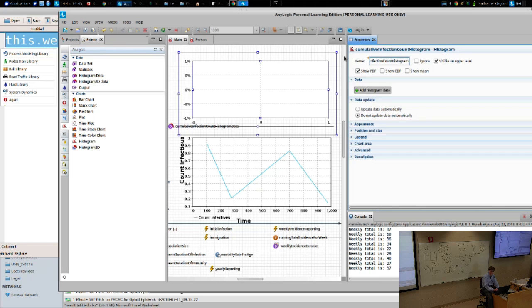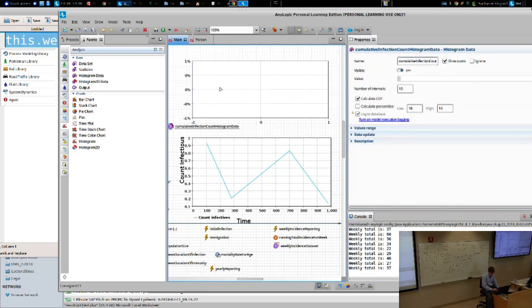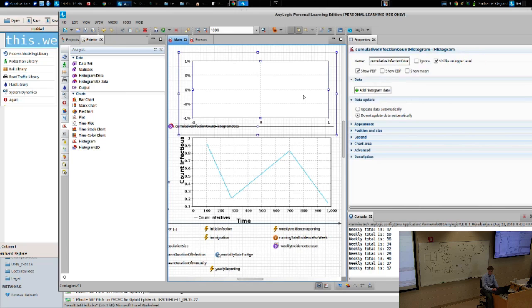Don't worry, Christine. We're just about done. Okay. Ladies and gentlemen, so there's a cumulative infection count histogram. This is going to be a histogram showing the number of people who've had a certain number of infections. Do you understand what I'm saying? And then there's going to be this data that's going to record that, and I could say the number of intervals that it's going to record, etc. Okay, so here's the histogram.